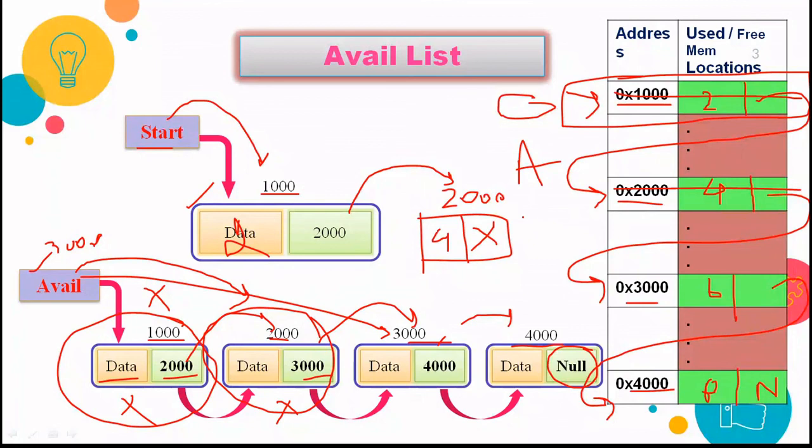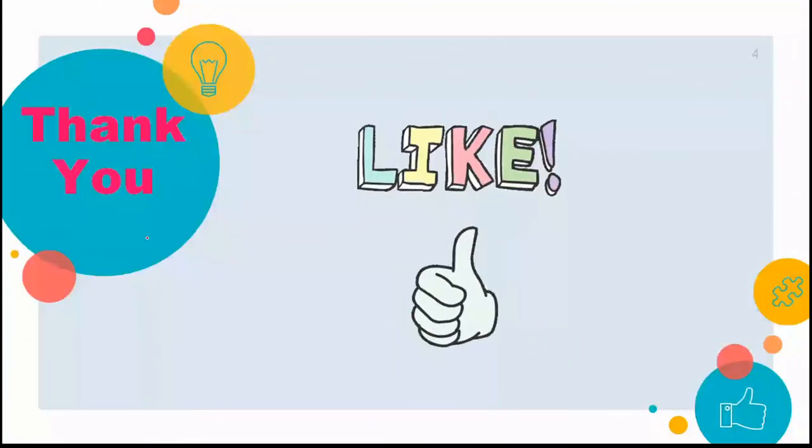This is how the avail list is explained. Whenever you have to insert anything, you are going to borrow some nodes from the avail list for storing data. Once the program completes its execution, this memory will be freed and given back to the avail list, and then it can give some extra memory. So the memory can be expanded or it can shrink. This was all about the avail list.